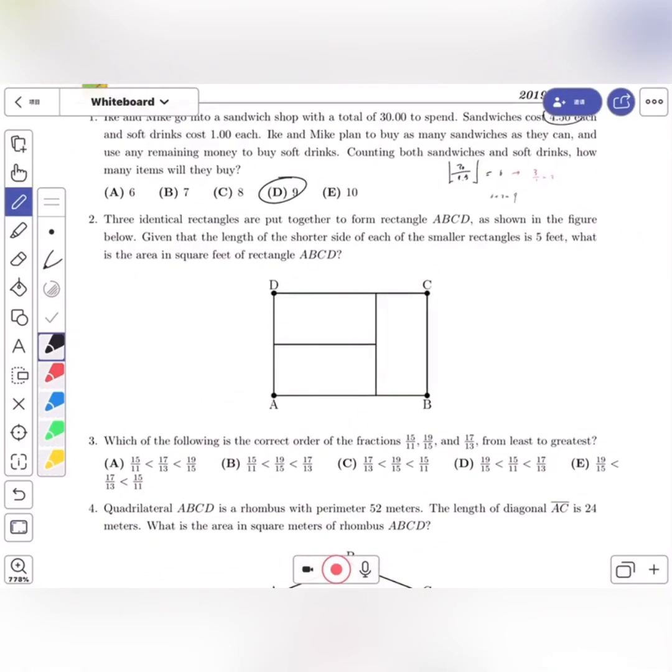So number 2. 3 identical rectangles are put together to form rectangle ABCD, as shown in the figure below. Given that the length of the shorter side of each of the smaller rectangles is 5 feet, what is the area in square feet of rectangle ABCD?